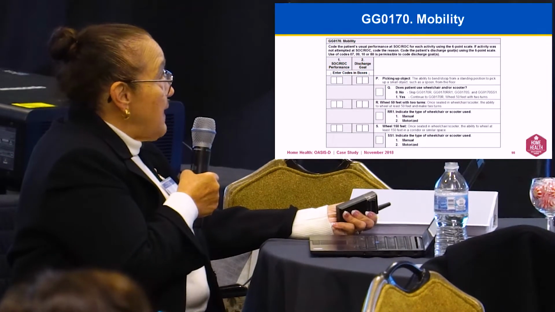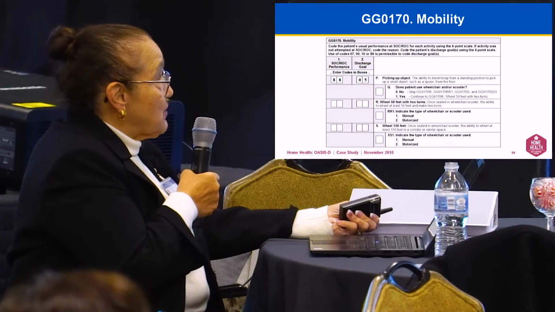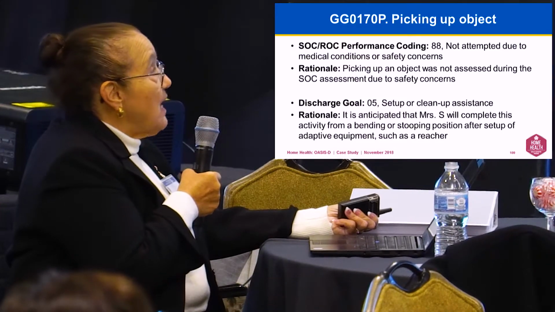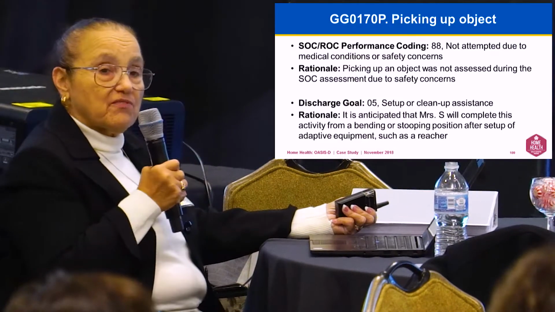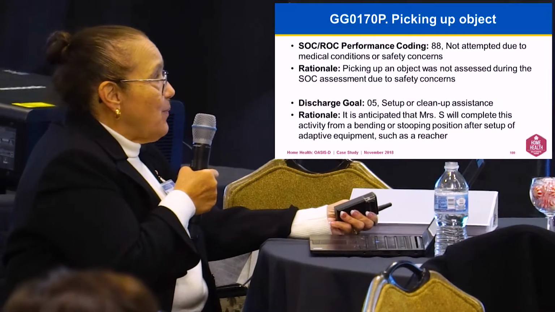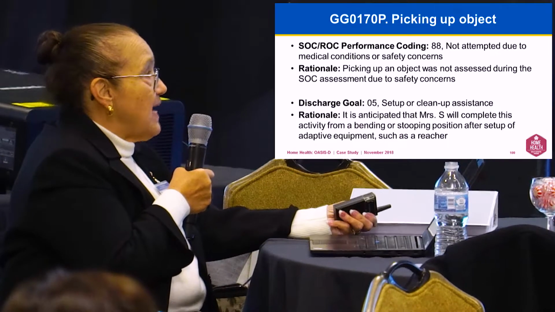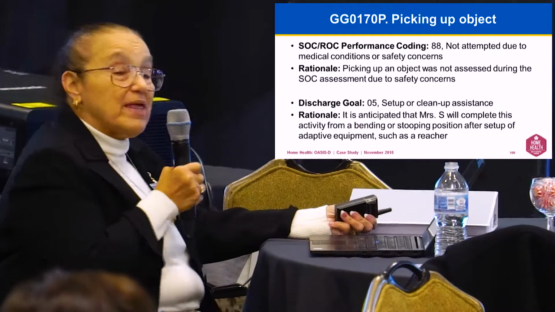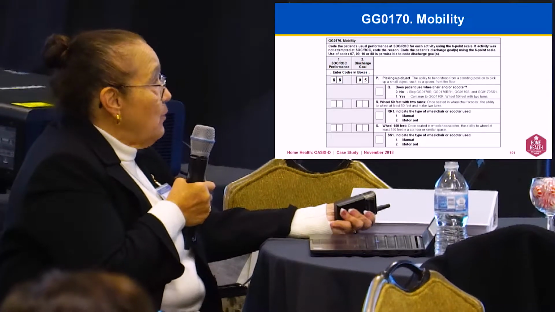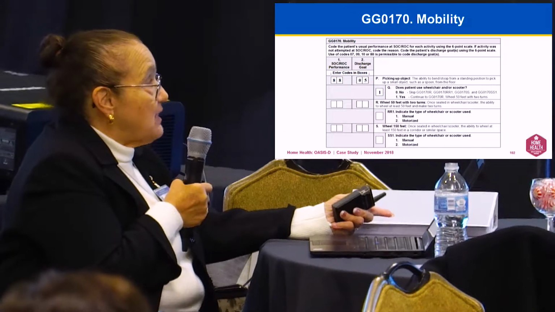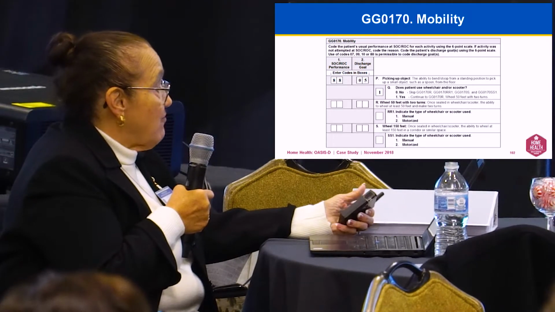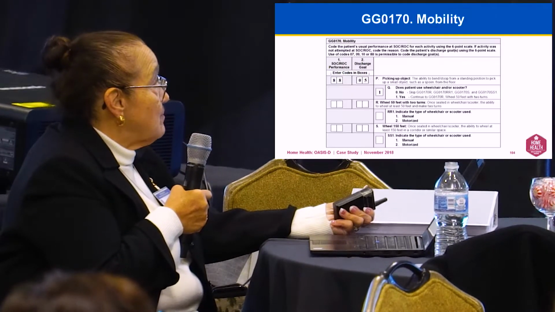Picking up an object, P, 88 for the start of care assessment, and discharge goal is an 05. This is because we had safety concerns during the start of care, so we opted not to do this. But on discharge, with therapy, it's anticipated Mrs. S will complete the activity from a bending position with her adaptive equipment, such as a reacher. Note that here we have Q, the question of a device. And so here you answer yes, because she does have a wheelchair that she has used.